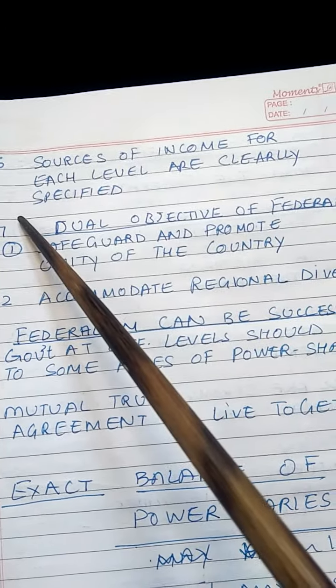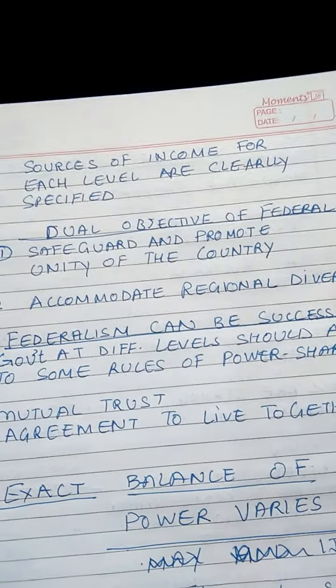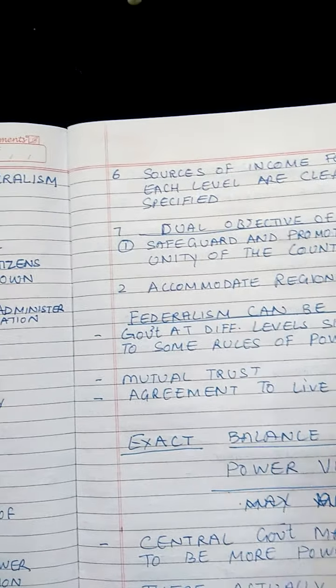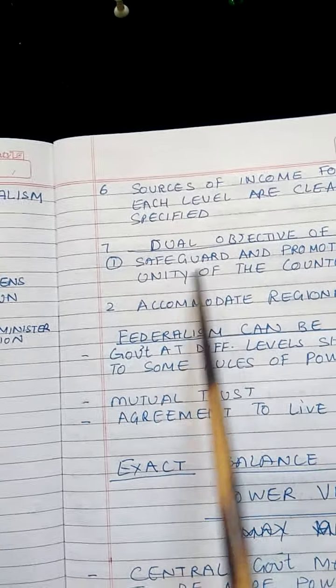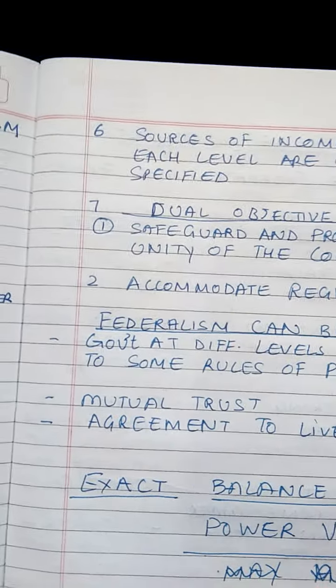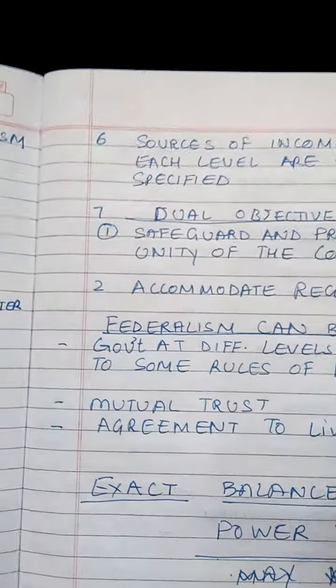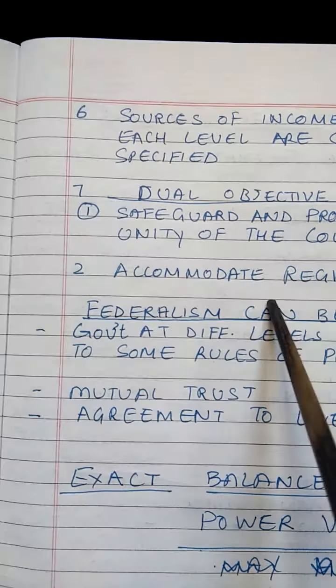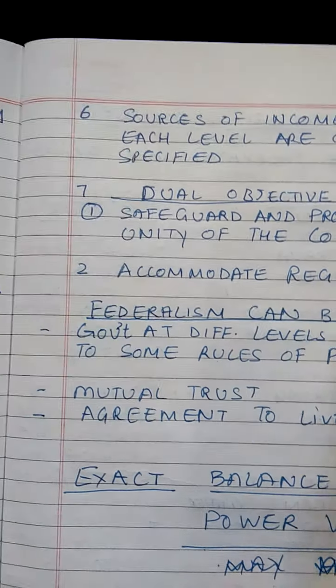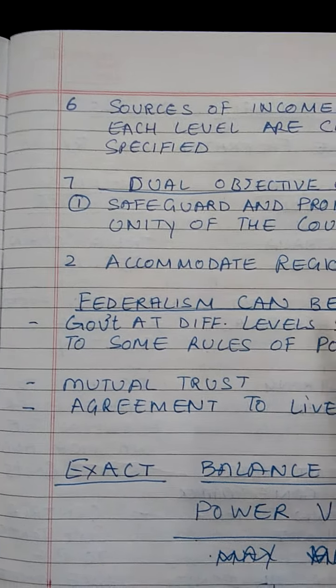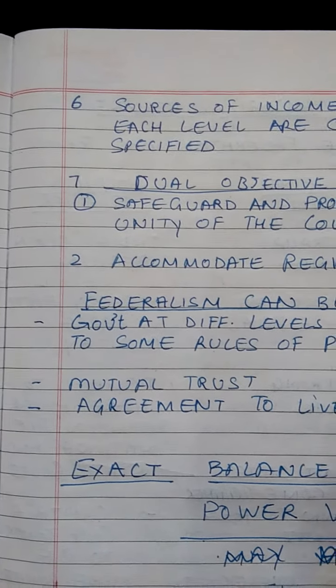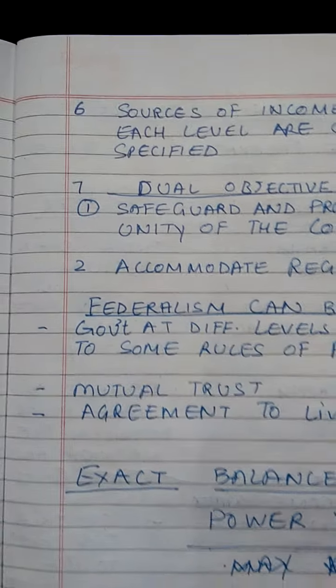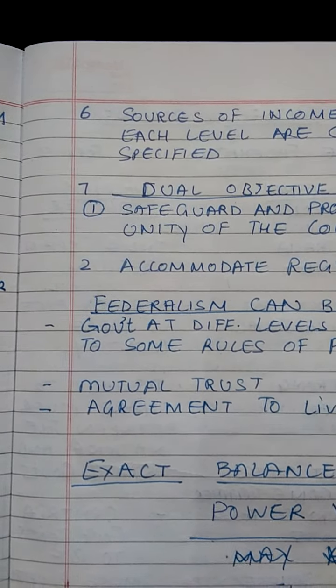Now, the seventh feature. The seventh feature is also the objective of the federal system. There is a dual objective of the federal system. First of all, a federal system must safeguard and promote the unity of the country. And second, it must accommodate regional diversity. Regional diversity, for example, in India, we have linguistic pluralism, so many languages are spoken, people follow different religions, and at the same time, we have different ethnic groups, etc. So a federal system must accommodate regional diversity.